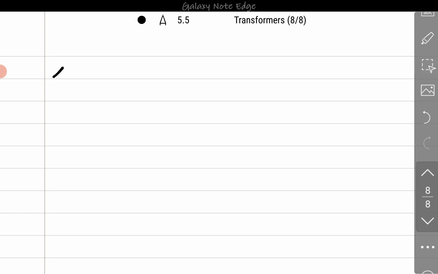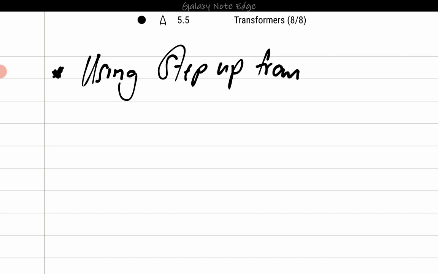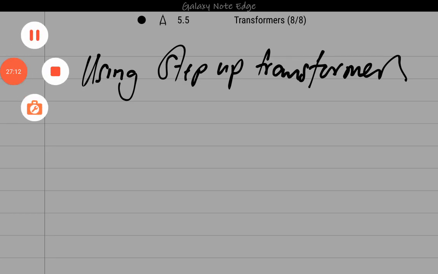But how do we do that? We have already looked at transformers. So using step-up transformers. The step-up transformers will increase the voltage from the source to where the electricity is needed.